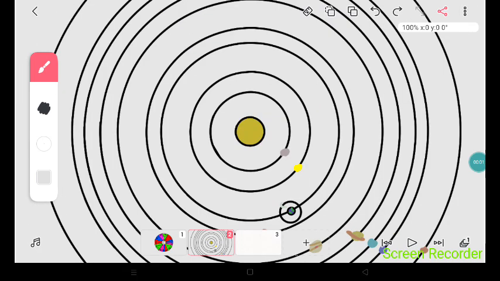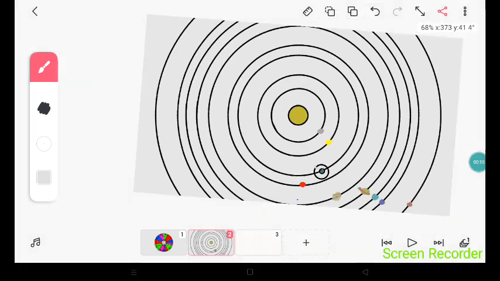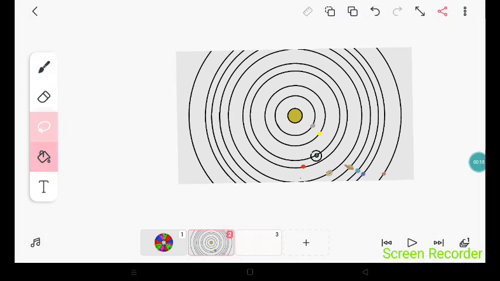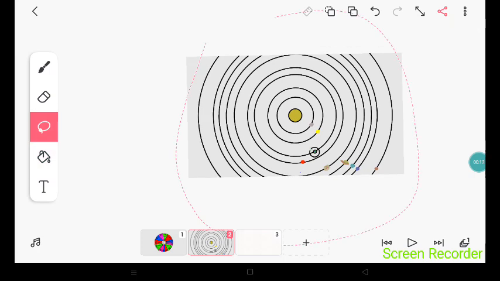Hey guys, so today we're going to be learning what retrograde motion is. So let's start learning what retrograde motion is. So let me just select all of this.